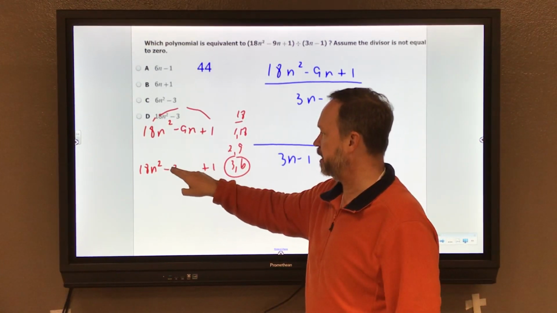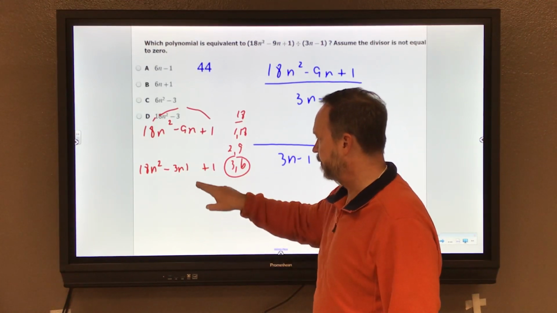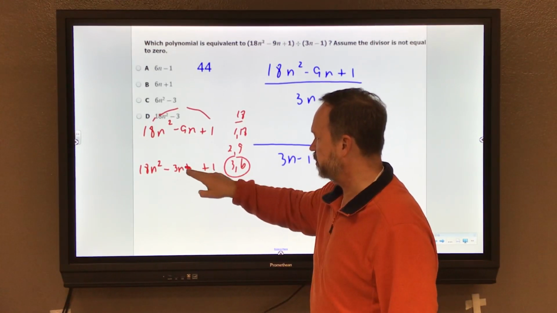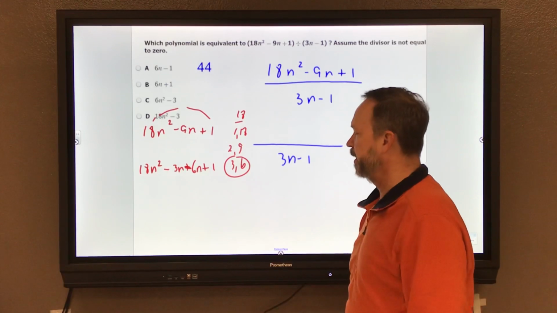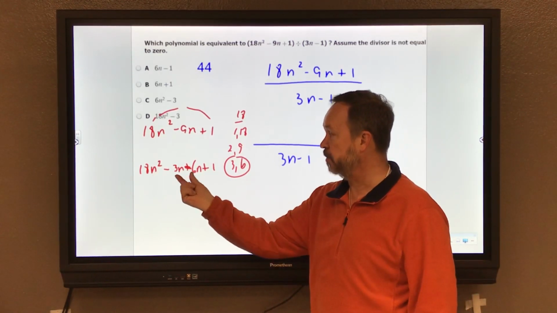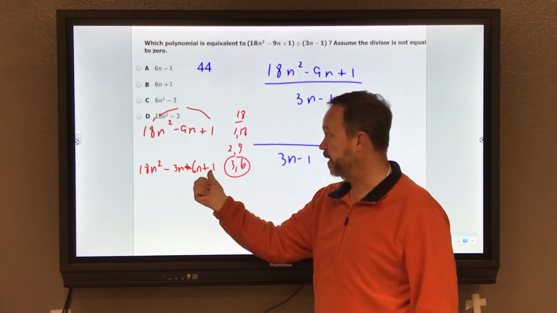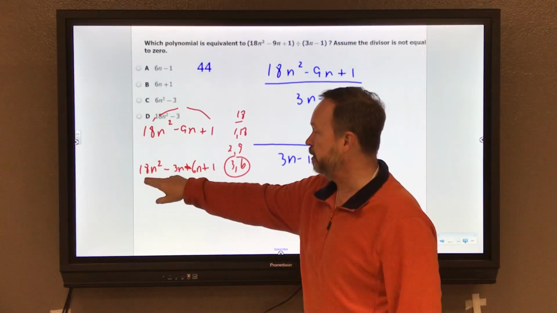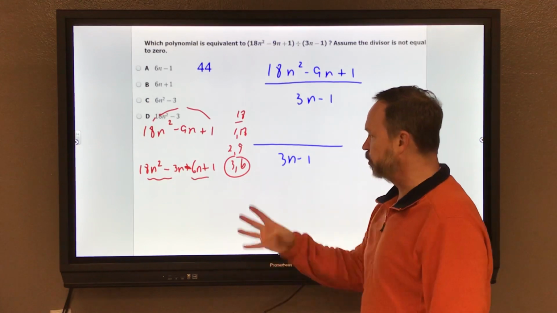It's a minus 3n. Oops. That's a minus, please. Minus 6n. So it's a negative 9n in the middle. Nothing changed. The first term's still the same. The middle term's still the same, just split up. And the last term's still the same. So we do our grouping, because you got 4 terms now.